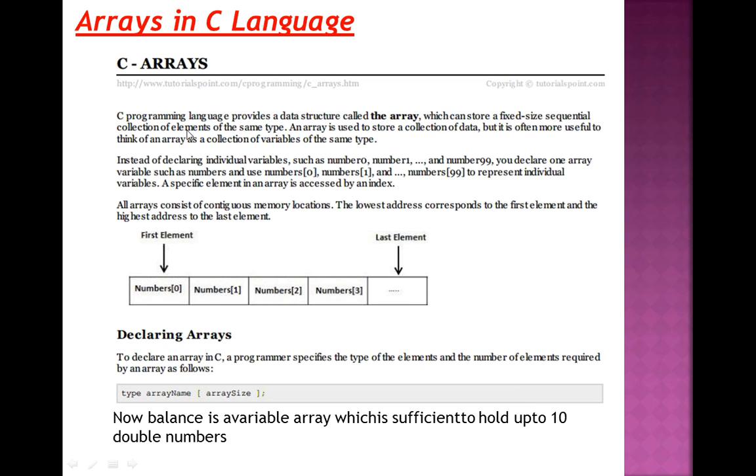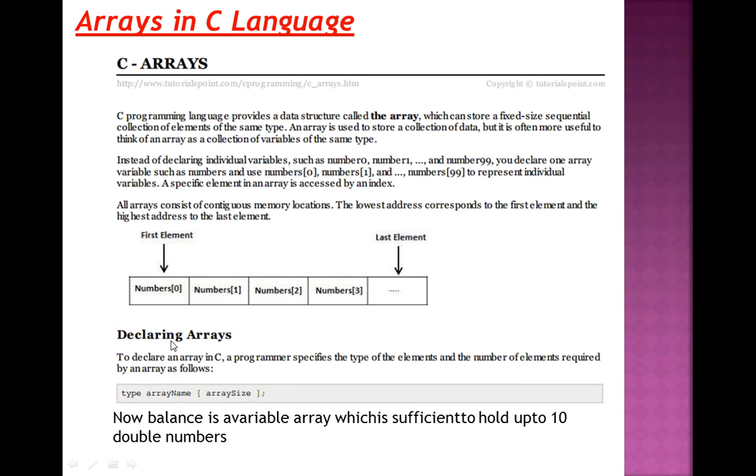So the C programming language provides a data structure known as an array, which can store a fixed size sequential collection of elements of the same type. Same type means it may be int, it may be double, it may be void, it may be char. That is your array. An array is used to store a collection of data, as I told you.